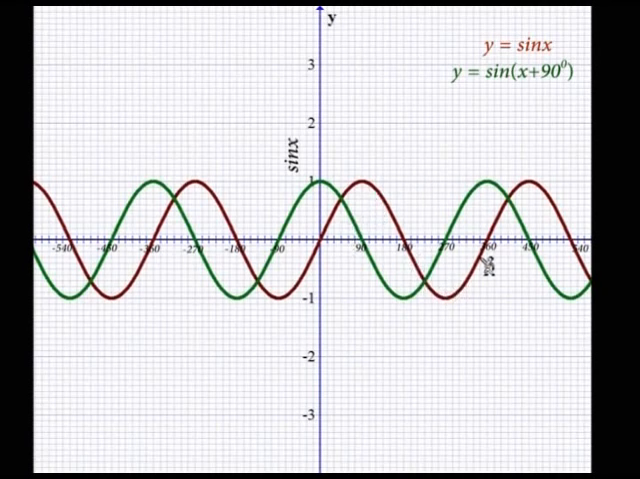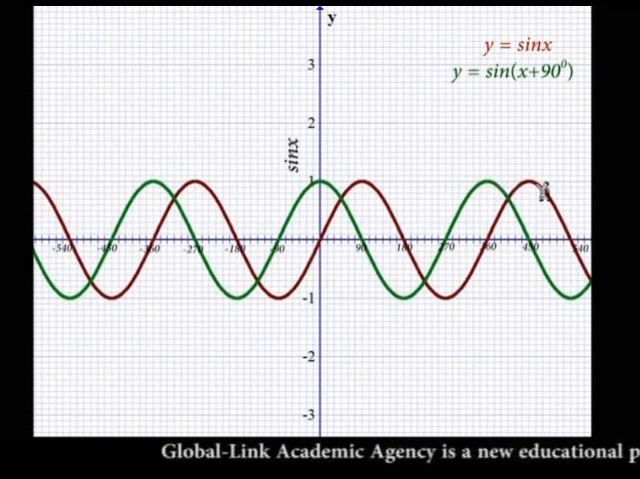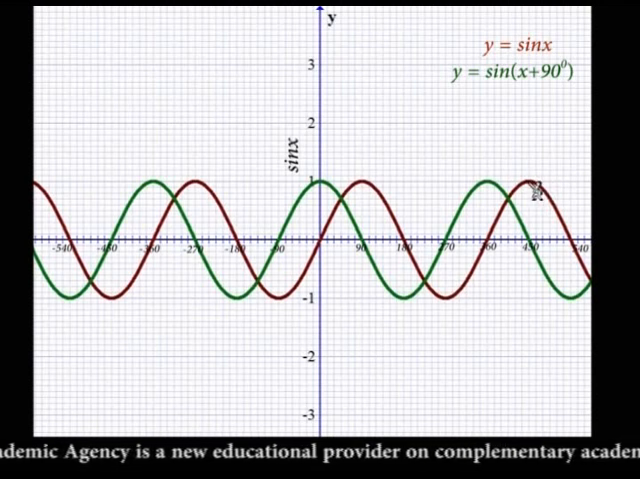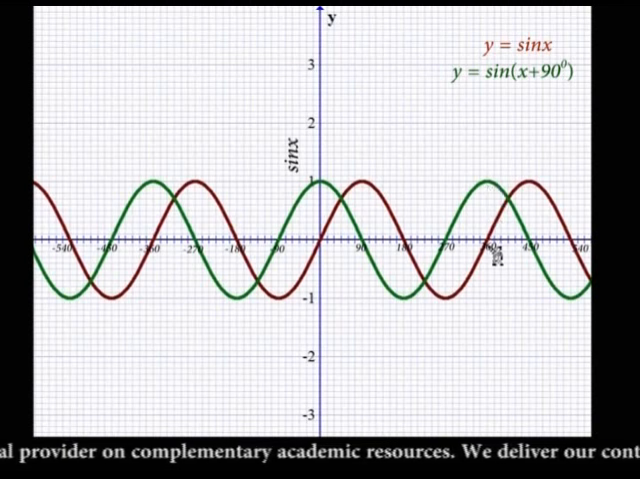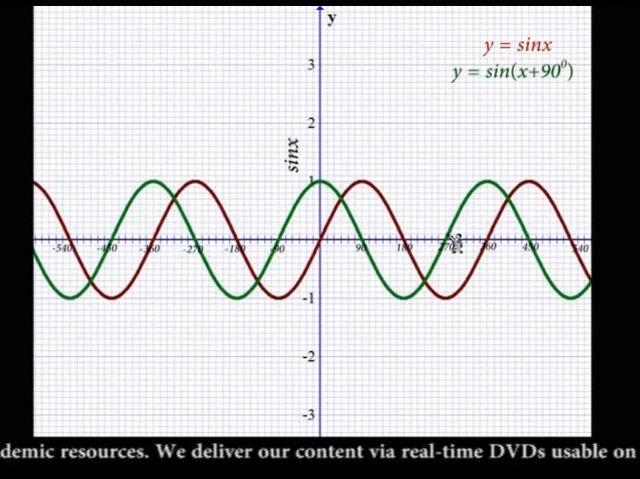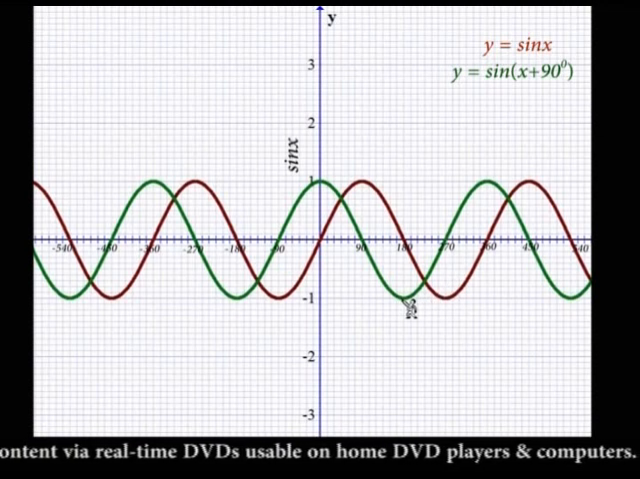The base function is in maroon, and in green we have a C transformation. We added 90 degrees. It's positive, and so we are looking for a shift to the left. And we see the green graph is shifted to the left of the maroon graph, and by how many units? 90 degrees. So we can see a shift of 30, 60, 90 degrees. Every point on the maroon graph, if I shift left by 90, will land on the green graph.